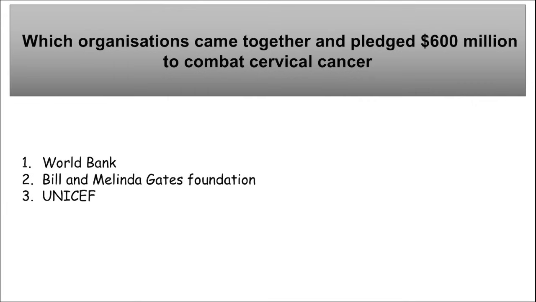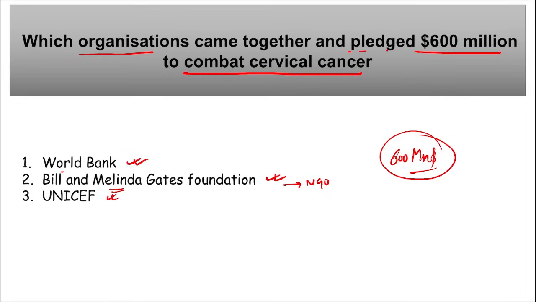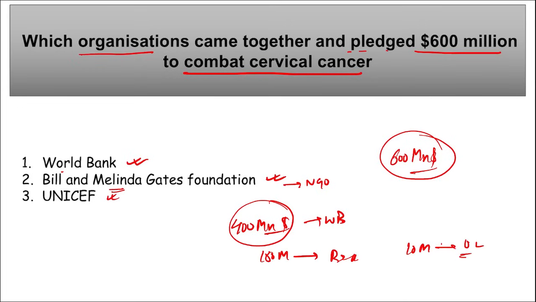Right? Next, which organizations came together and pledged $600 million to combat cervical cancer? So remember, these are the three organizations: World Bank, Bill and Melinda Gates Foundation, that is the NGO of Bill Gates and his ex-wife Melinda Gates, and UNICEF. These three organizations came together and pledged close to $600 million to combat cervical cancer. This funding will include $400 million over 3 years by World Bank, $180 million by Bill and Melinda Gates Foundation and $10 million by UNICEF.